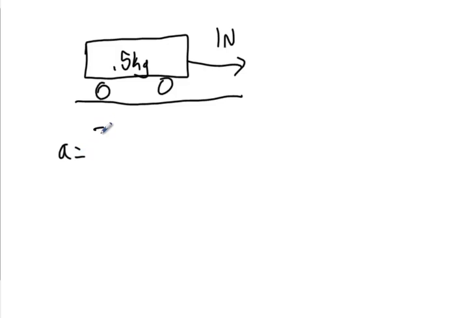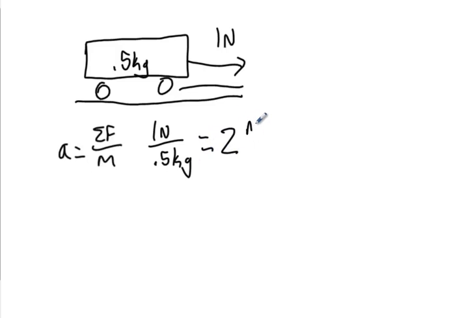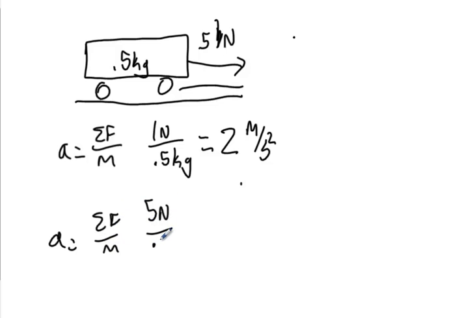Well, acceleration is net force divided by mass. Since there's only one force on it, 1 newton divided by 0.5 kilograms is equal to 2 meters per second squared. If we pull on it with 5 newtons of force, so instead of 1, we do 5, then my acceleration is equal to net force divided by mass, that is 5 newtons divided by 0.5 kilograms, and this is equal to 10 meters per second per second. Okay, so 5 times as much force, 5 times its acceleration.